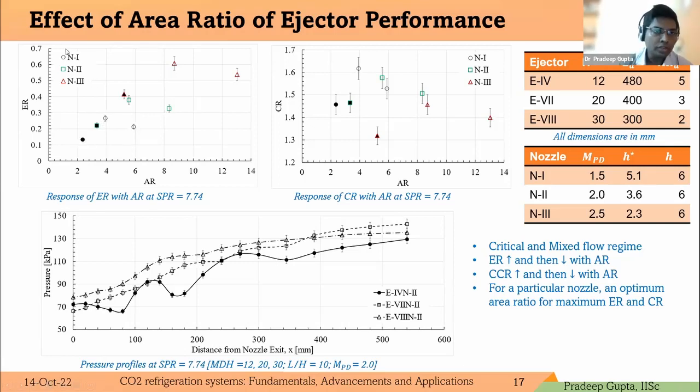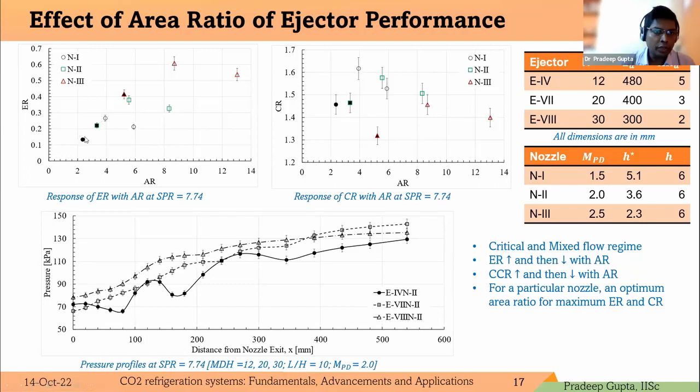So we consider this nozzle 1, and these three circles correspond to ejectors 4, 7, and 8. We'll just consider this one series of nozzle 1. We'll see that increasing the area ratio, or increasing the mixing duct height of the ejector, increases the entrainment ratio, though the ejector operation shifted from critical mode operation for ejector 4 to mixed mode operation for ejector 7.